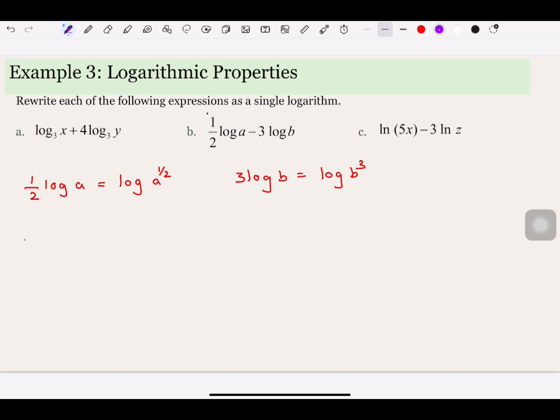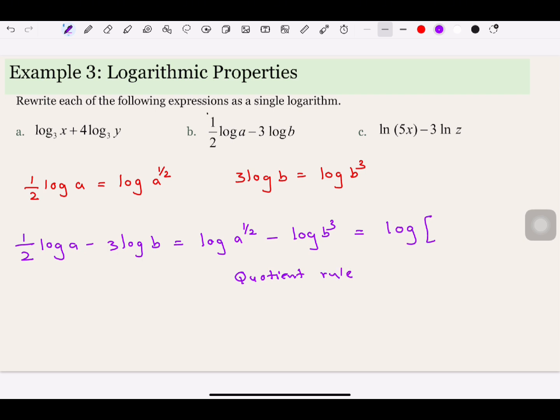Now let's try to combine the two terms. Half log a minus 3 log b is equal to log of a to the power half minus log of b to the power 3. Now it's a difference, which means you can use the quotient property. I'm going to use the quotient rule and rewrite this as log of a to the power half divided by b to the power 3. So this is a single term.